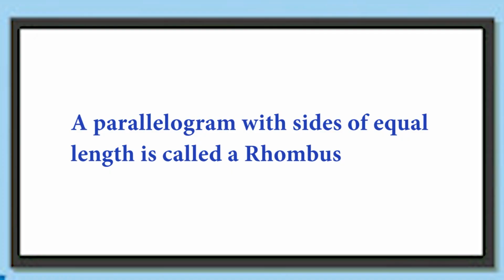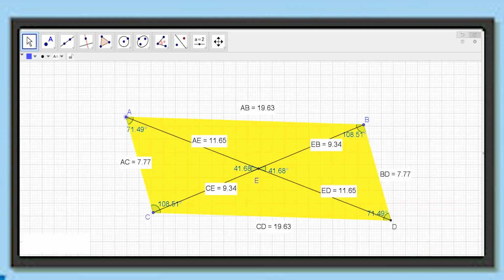A parallelogram with sides of equal length is called a rhombus. Now we are going to see a special variety of parallelogram which we are going to call the rhombus. So, because a rhombus is a special variety of a parallelogram, that is, it branches out of a parallelogram, it will have all the properties of a parallelogram. And apart from that, it may have a few extra properties.